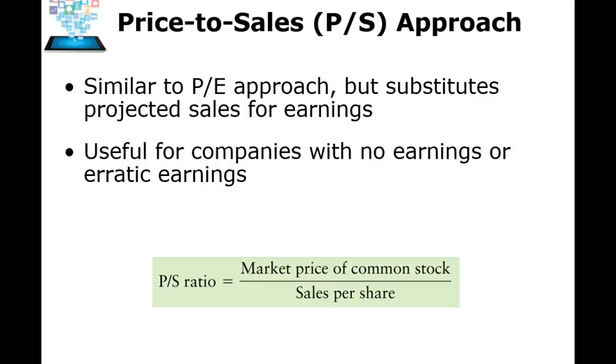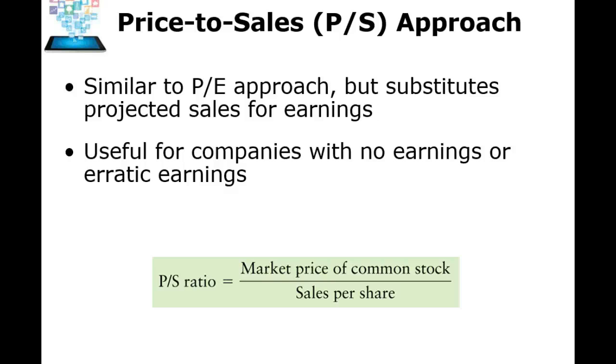So if we develop that relationship and sales are going to increase by 25%, we can expect the stock price to go up by 25%. So again, it's just tying the price of the stock to the price to sales ratio, or using the multiples of sales in relationship to stock price to help us predict future stock price.